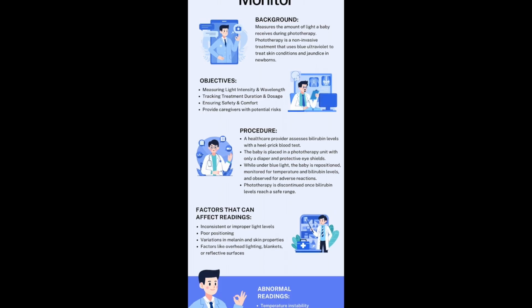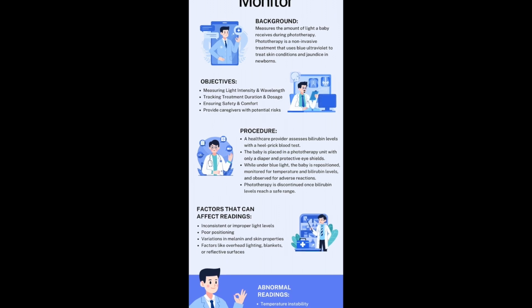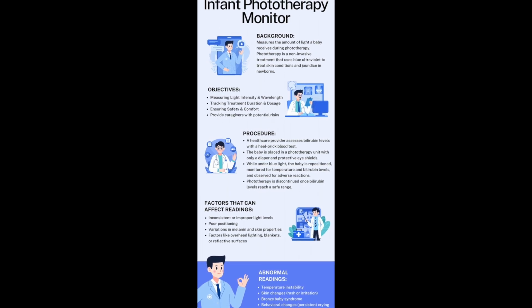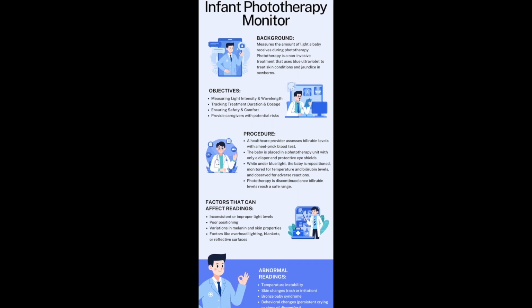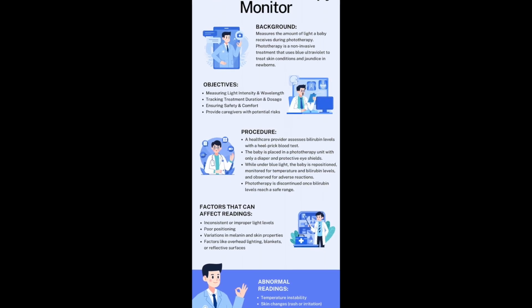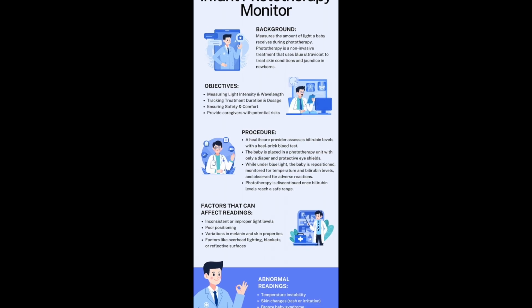The fifth is feeding. Encourage frequent feedings to help the baby eliminate bilirubin through stool. The sixth step is discontinuation. When the baby's bilirubin levels reach a safe range, the phototherapy can be discontinued.